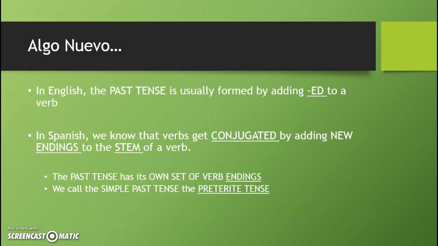Algo nuevo. In English, the past tense, like I said in the previous slide where we had the examples, is usually formed by simply adding ed to our verb. In Spanish, though, we know we're going to need to conjugate. So verbs get conjugated by adding new endings to a stem of a verb. So again, the past tense that we're going to start today has its own set of verb endings. So all those ones we learned for present, put those to the side for the moment. We're going to focus on talking about things that happened in the past. In Spanish, this simple past tense is known as the preterite tense.